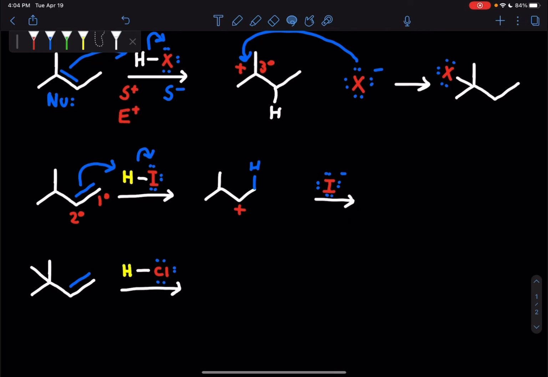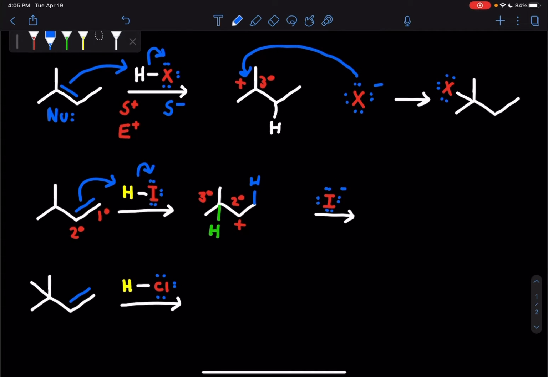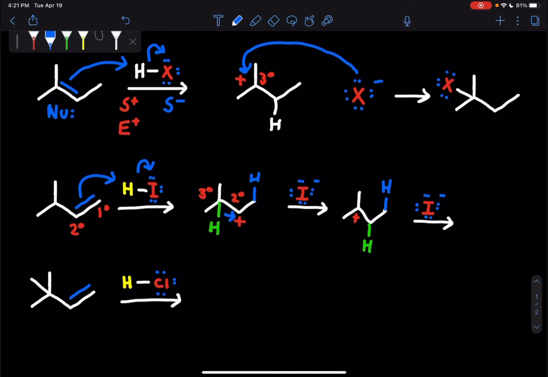Before we attach the halide, we have to do a hydride shift. A hydride shift occurs when there's a secondary carbocation or primary carbocation next to a tertiary carbon. The green bond and the H will reattach to the secondary carbocation in this situation. And the driving force for this is stability. A tertiary carbocation is more stable than a secondary carbocation. That's why a hydride shift occurs in this situation. And now we can finally attach our iodide to the positively charged carbocation, giving us 2-iodo-2-methylbutane.